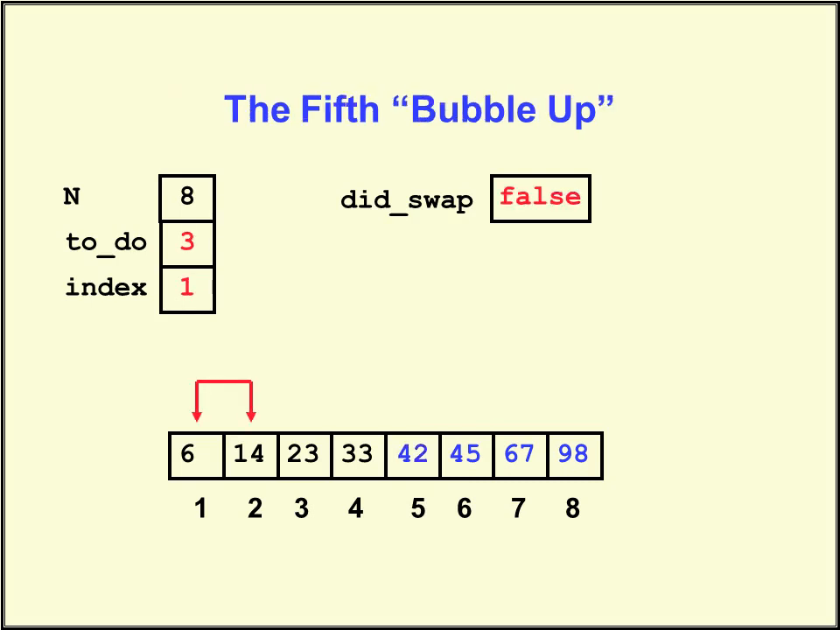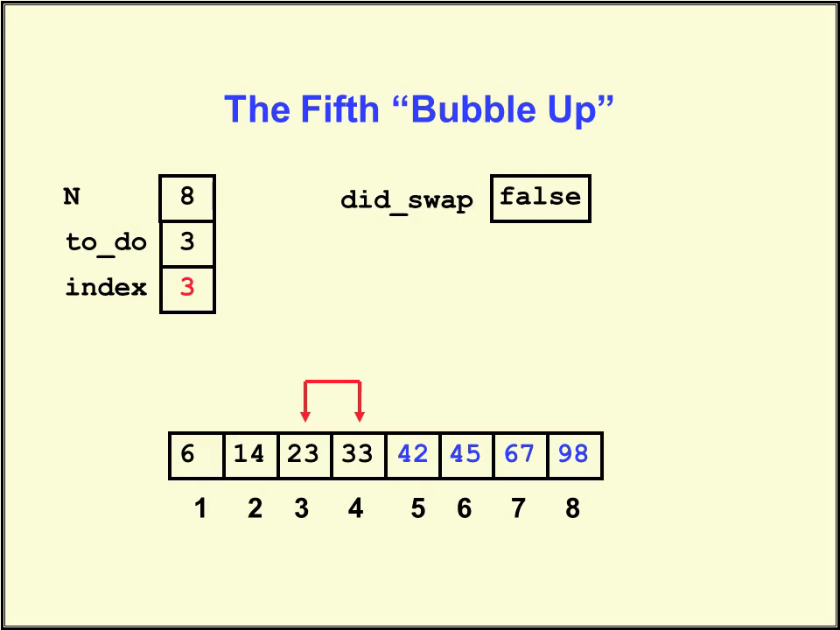In the fifth pass, we again start the comparison from the first index value, that is 6. We compare the value 6 with 14. 6 is less than 14, so no swapping will occur. Then we go to index 2, that is the value 14. 14 is compared with 23. 14 is also less than 23, so no swapping will occur and the index values remain the same.